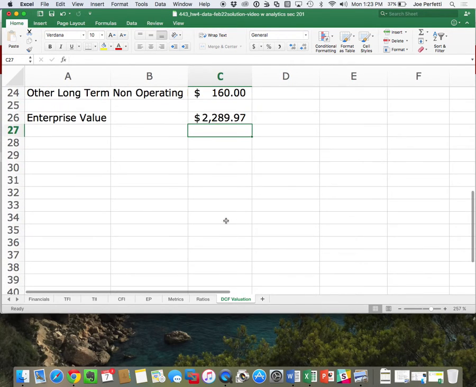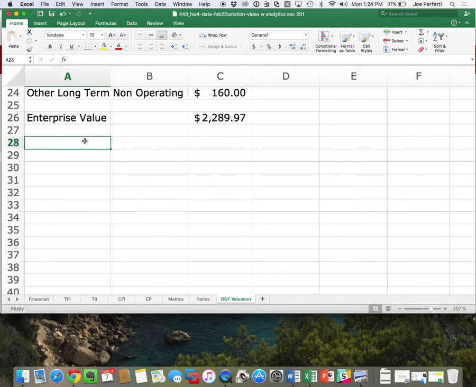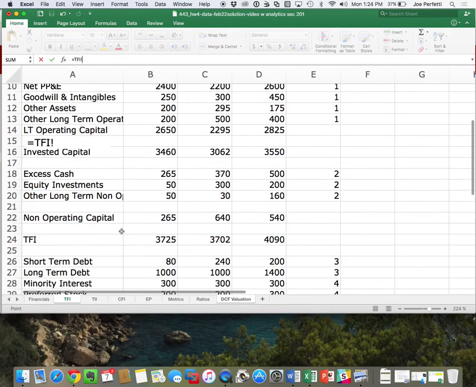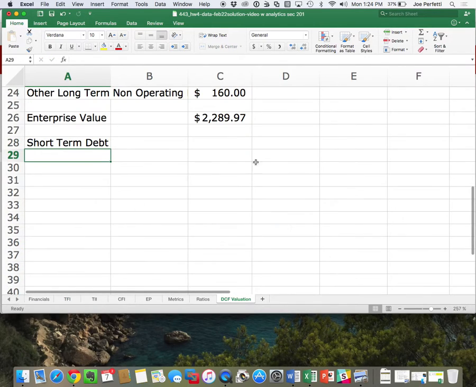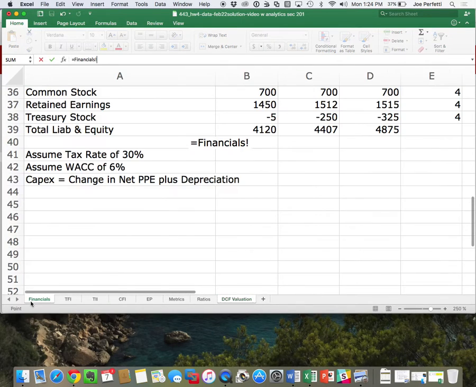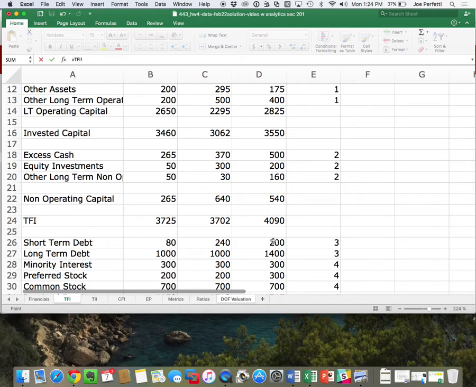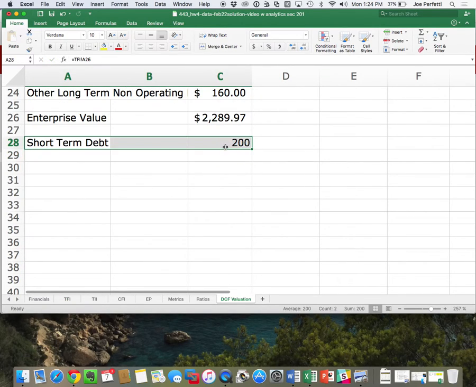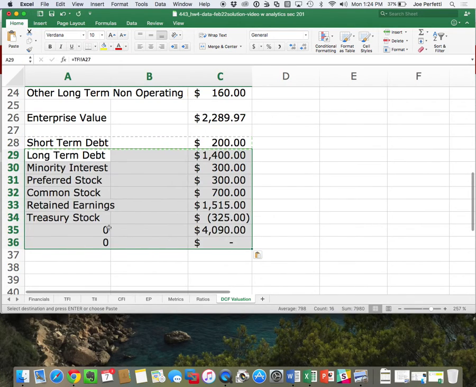Now, what we then have to do to get shareholder value is pay all the debt and non-common equity claims. Because the shareholders, the common shareholders, are the last to get paid. Again, this is where the TFI helps us. Because in the TFI, we have all of the 3 and 4 claims listed and broken out. So here's the point. Equals, and I'll go back to the TFI. I'll start out with short-term debt. And again, I'll pay off the current short-term debt, which is 2015. And I will copy and paste these down.